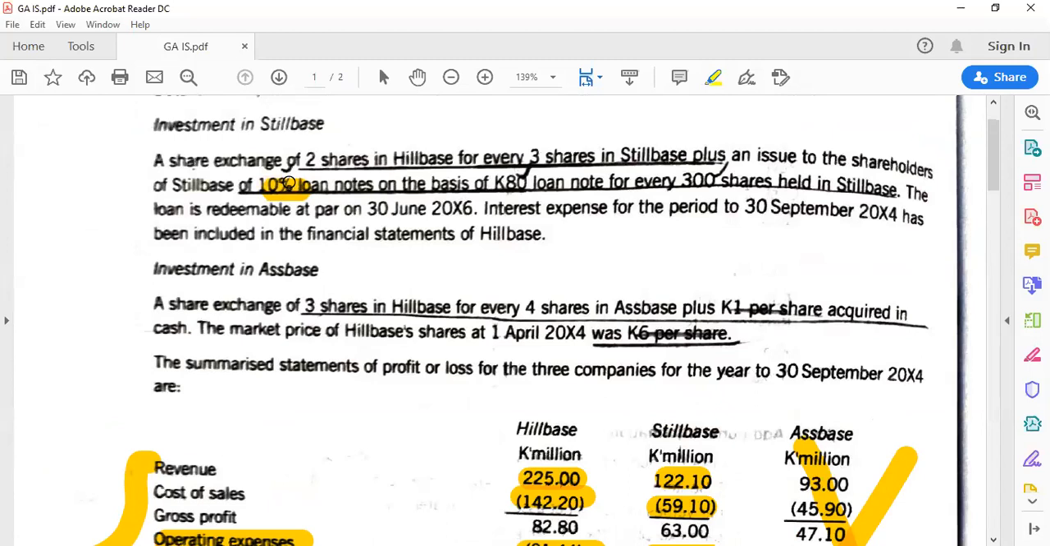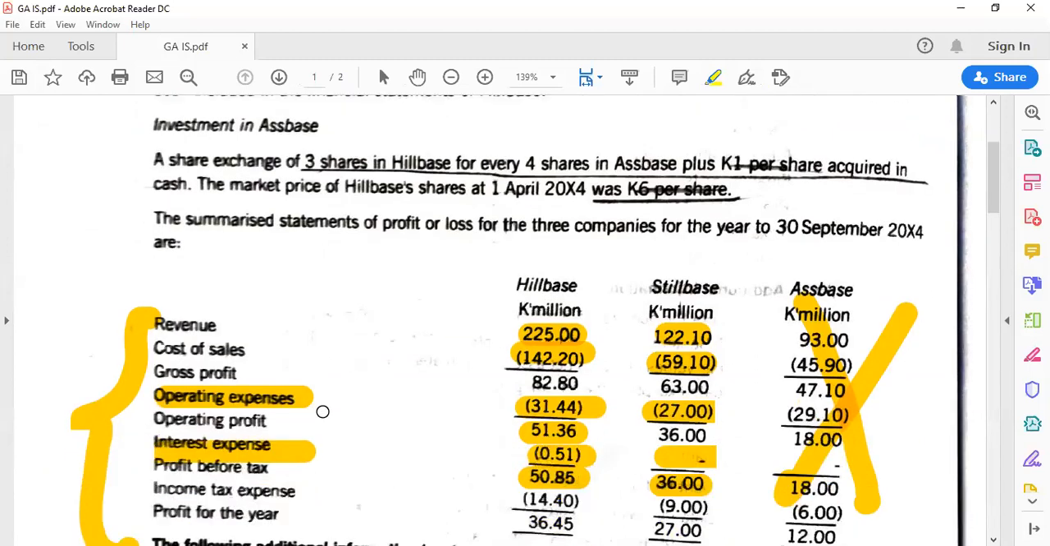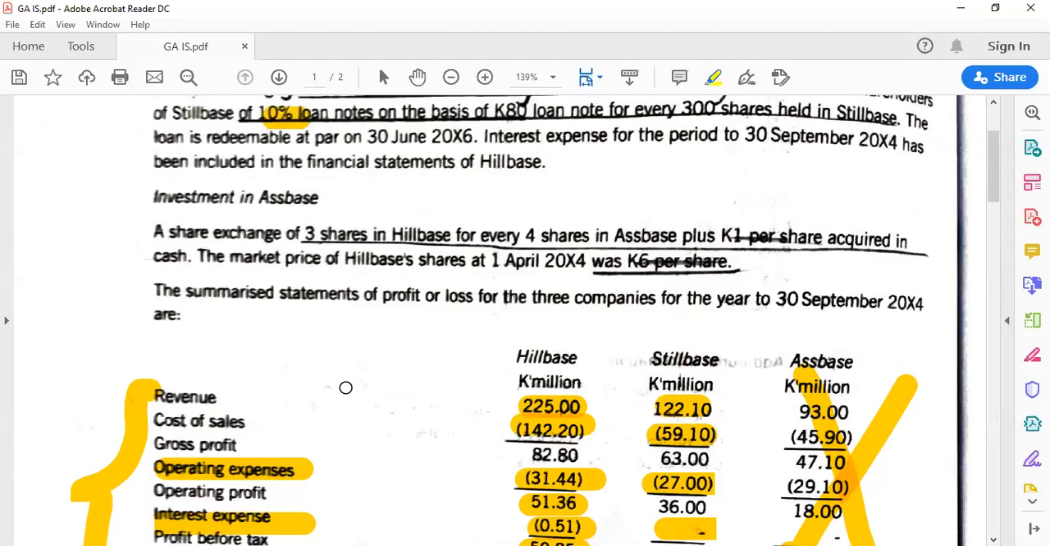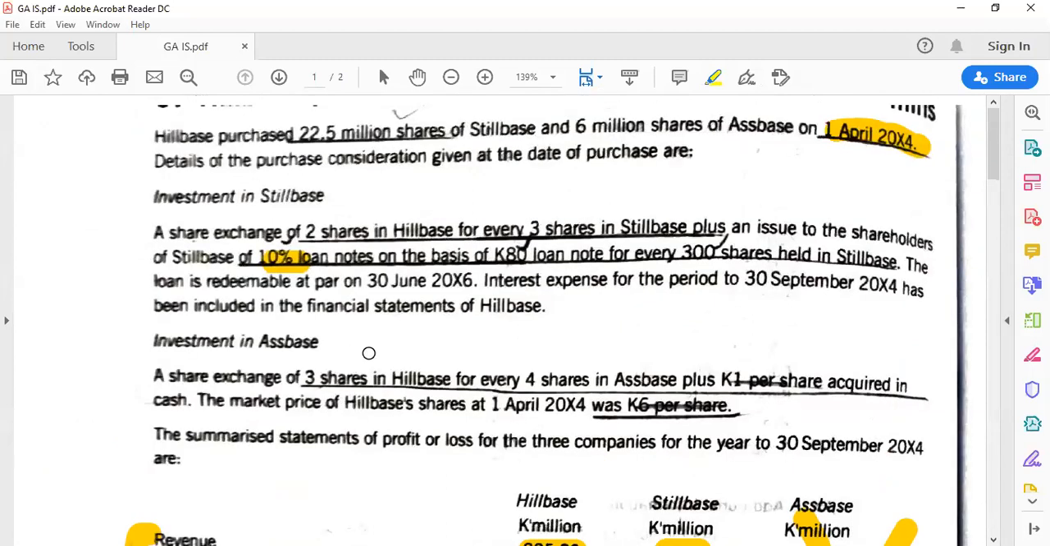You see? There's going to be some interest there. That 10% loan note, we're going to establish how much of that 10% loan note. We're going to establish some form of interest that was paid by the subsidiary. So that interest we can come and now remove from the total interest that was paid by the parent. So we are going to do a working here as we go. Just remember that there's 10%. Now 10% of how much? You see? So we are going to do that one.